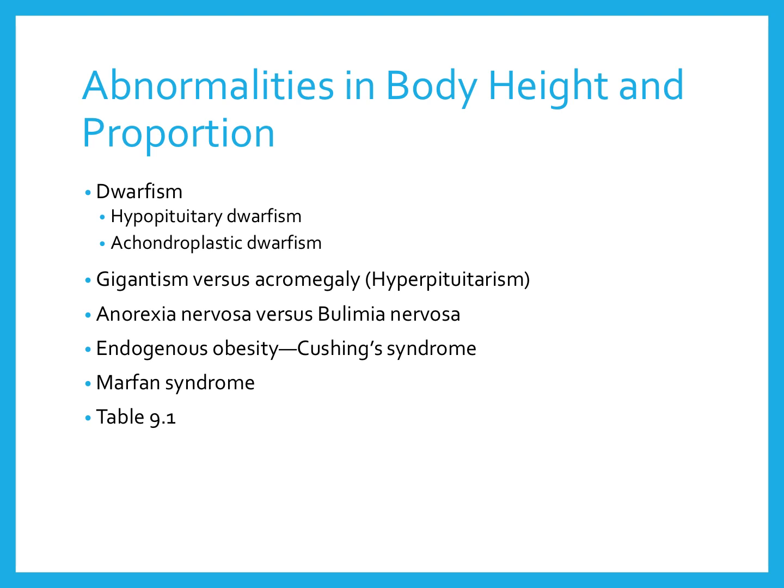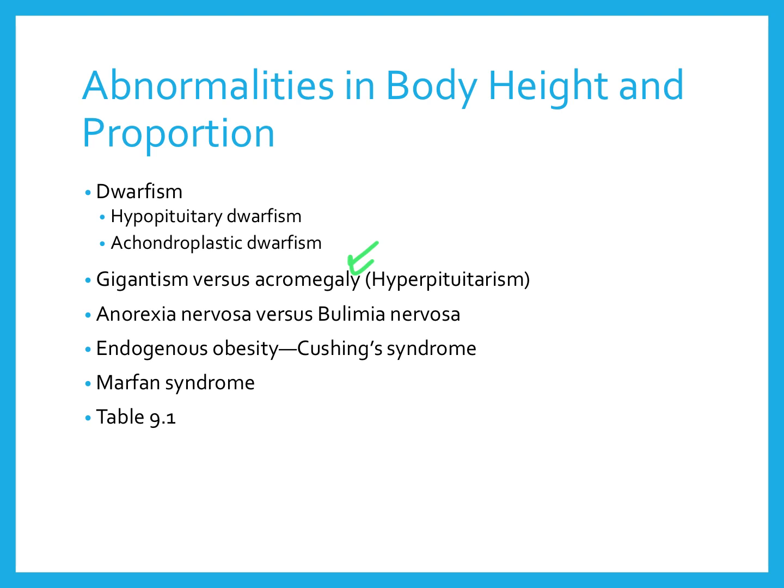Abnormalities in the body height and proportion. There's genetic and hormonal things that can affect growth and development. Dwarfism, hypopituitary, gigantism versus acromegaly. You'll have enlarged hands, enlarged fingers in this one.